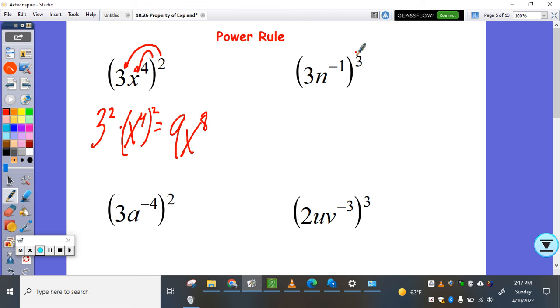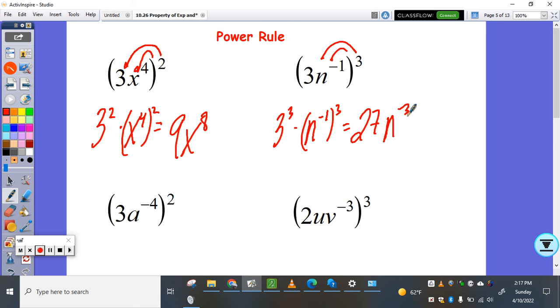Alright, again, this exponent goes to both of these terms. So I have 3 to the 3rd times n to the negative 1 that is raised to the 3rd. Well, 3 to the 3rd power is 27. Negative 1 times 3 is negative 3. I cannot leave that negative as an exponent, so we have 27 times 1 over n to the 3, which gives me a final answer of 27 over n to the 3rd power. And that's how we do that.